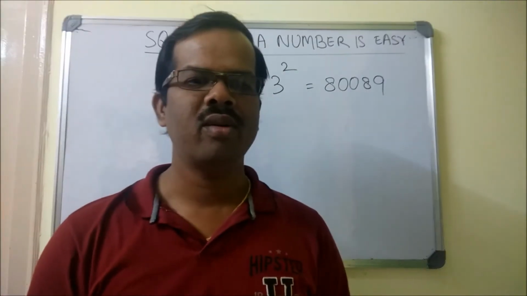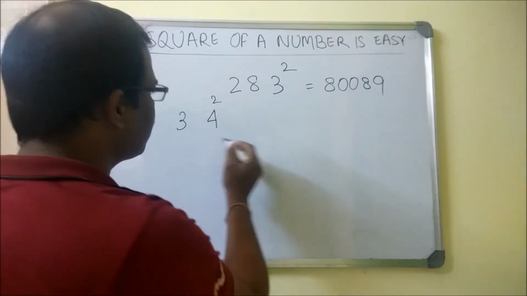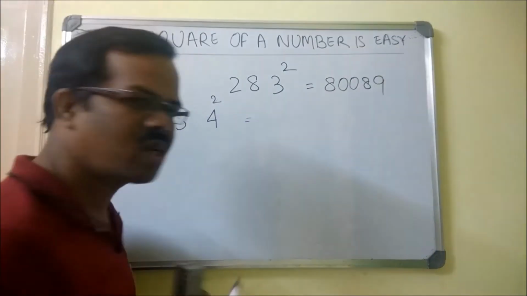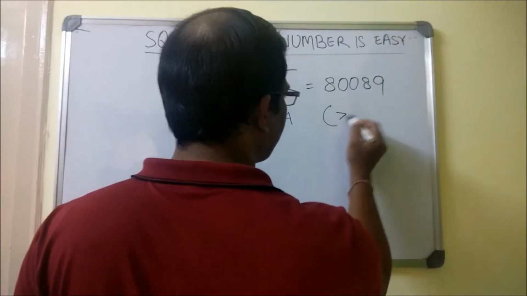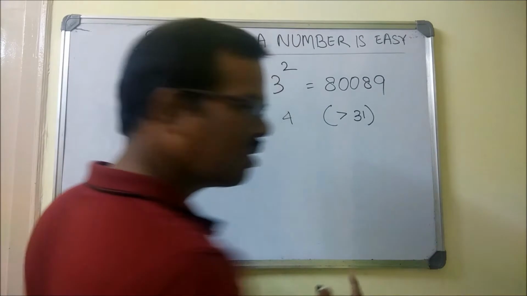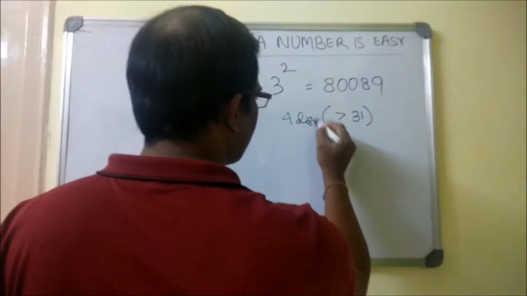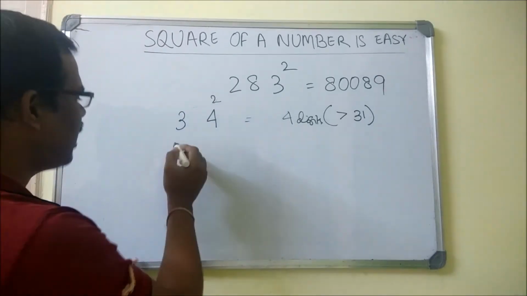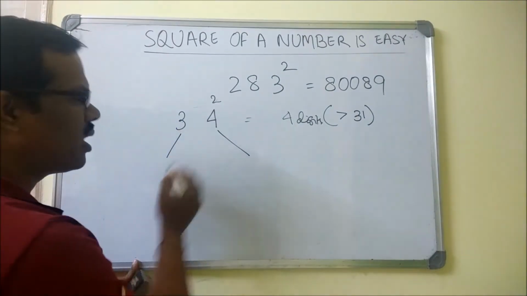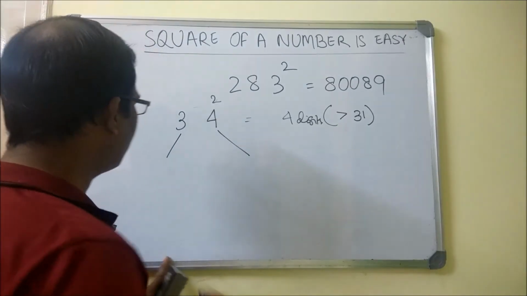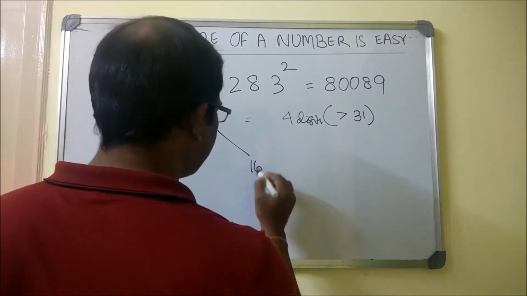Let us try to find out the square of an easy number, 34. First, you have to find out how many digits it will contain. It will contain 4 digits because this number is beyond 31. Remember that table and then apply it. It will have 4 digits. Once you have the 4 digits, then you take 2 legs. One is from the 3, the other one from the 4. Then you square these numbers, 9 and 16.